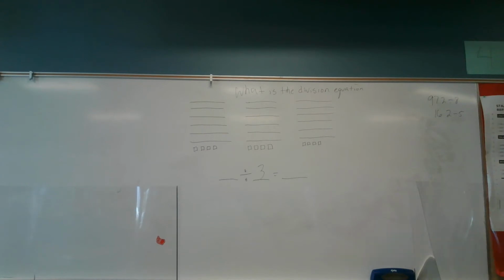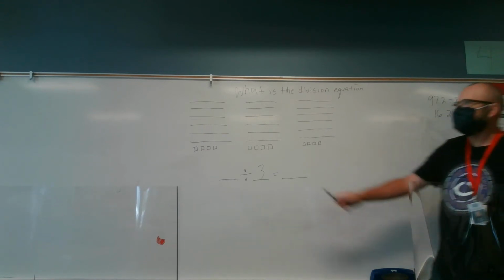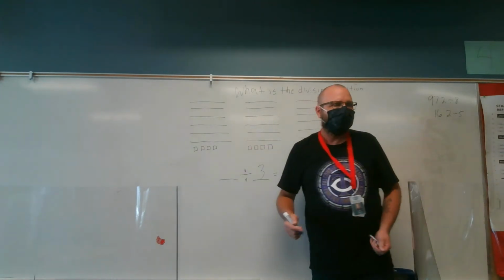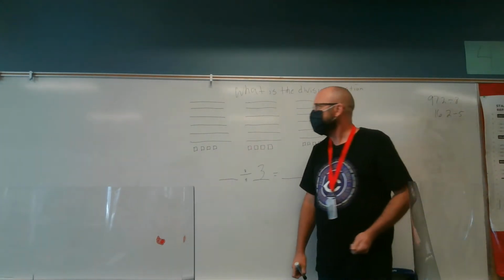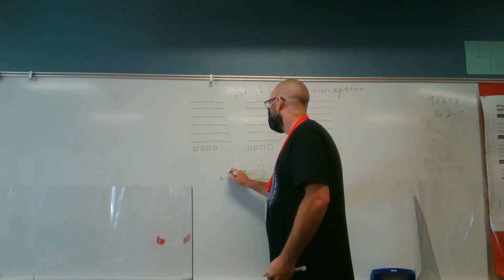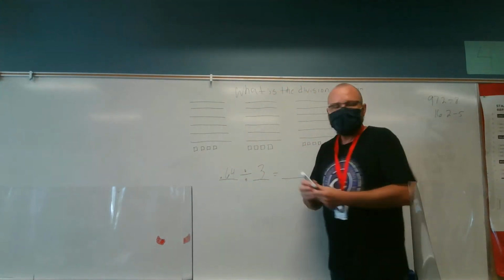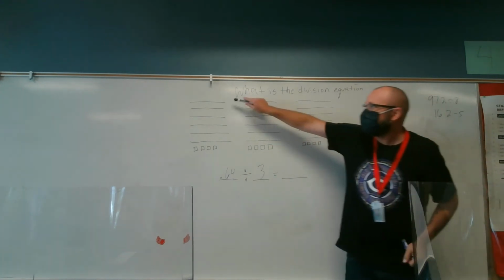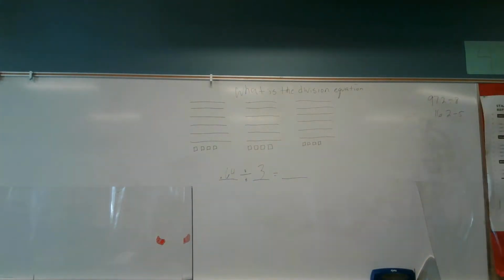So what is the value of one group? Thomas? 64 hundredths. 64 hundredths. Because there are 64 hundredths in each group.